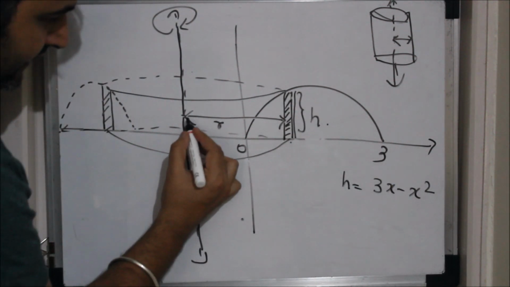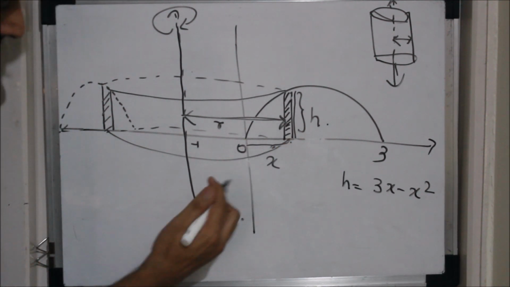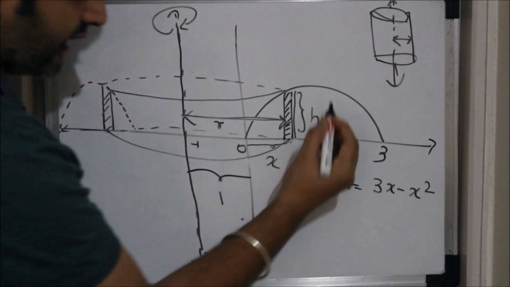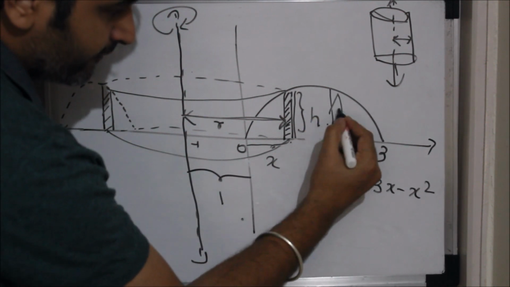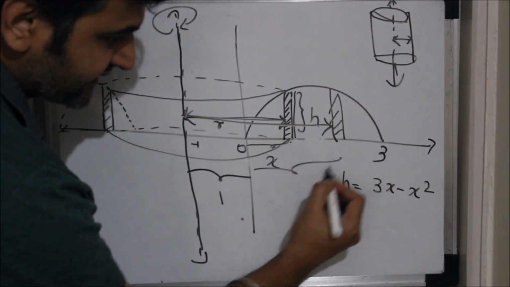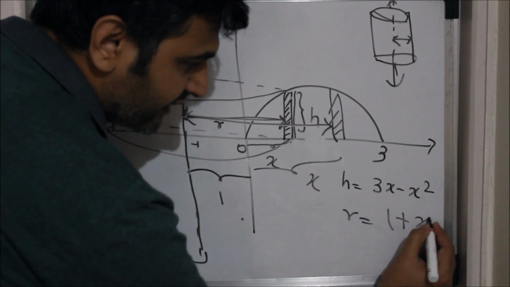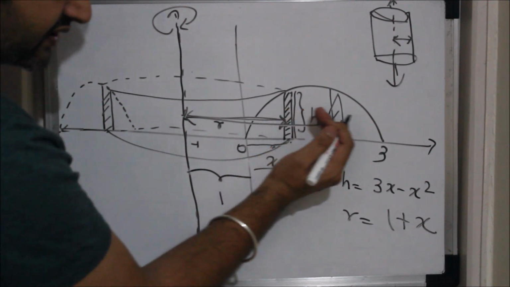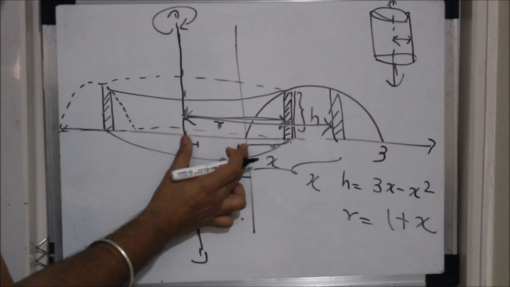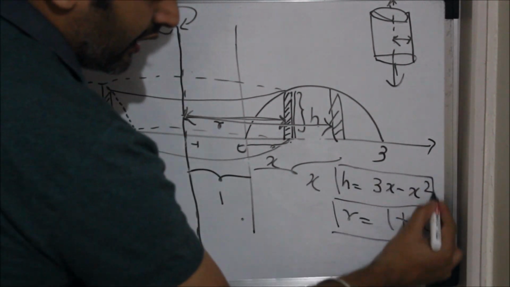And what is the radius? See how much this distance is, this is my x unit. And this distance is fixed, which is how much? 1 unit, because this is x equal to -1. If I take a strip over here, this will be my radius. Again, this is our x and this one is fixed. So as you can see, your radius is nothing but 1 plus x. As you take the strip away from the origin, your x distance will keep on increasing, whereas this distance is fixed, which is 1. So I get the radius of the shell and the height of the shell.